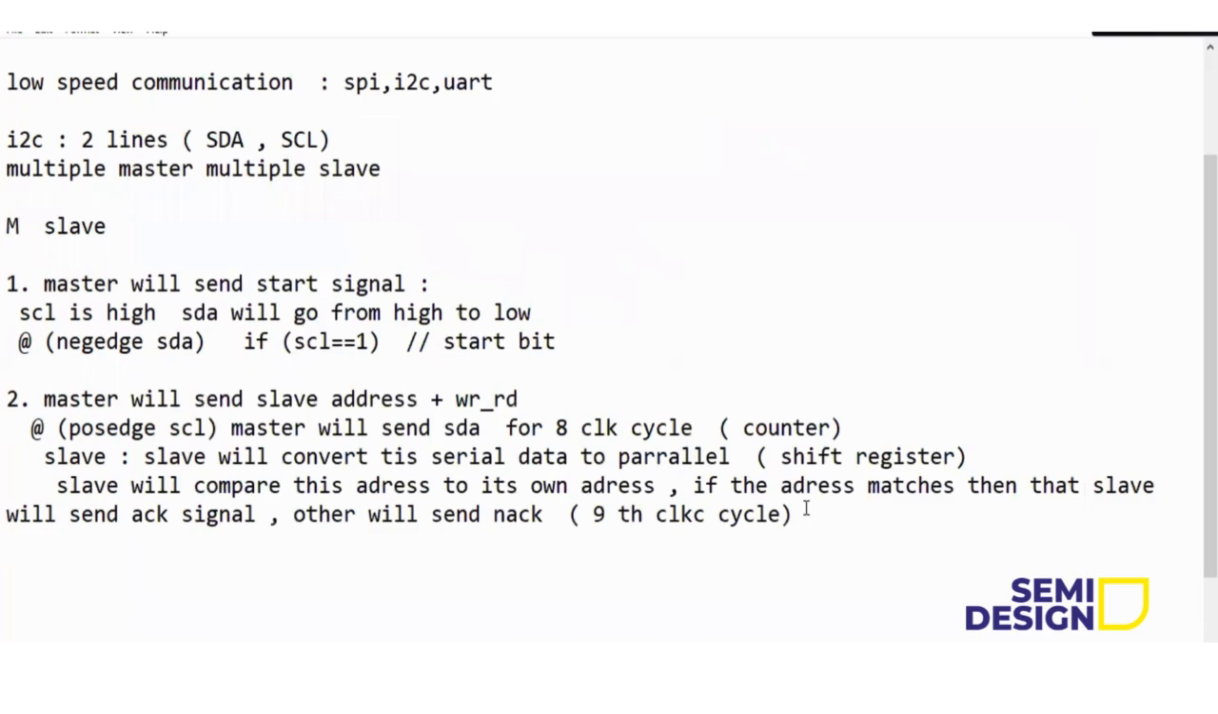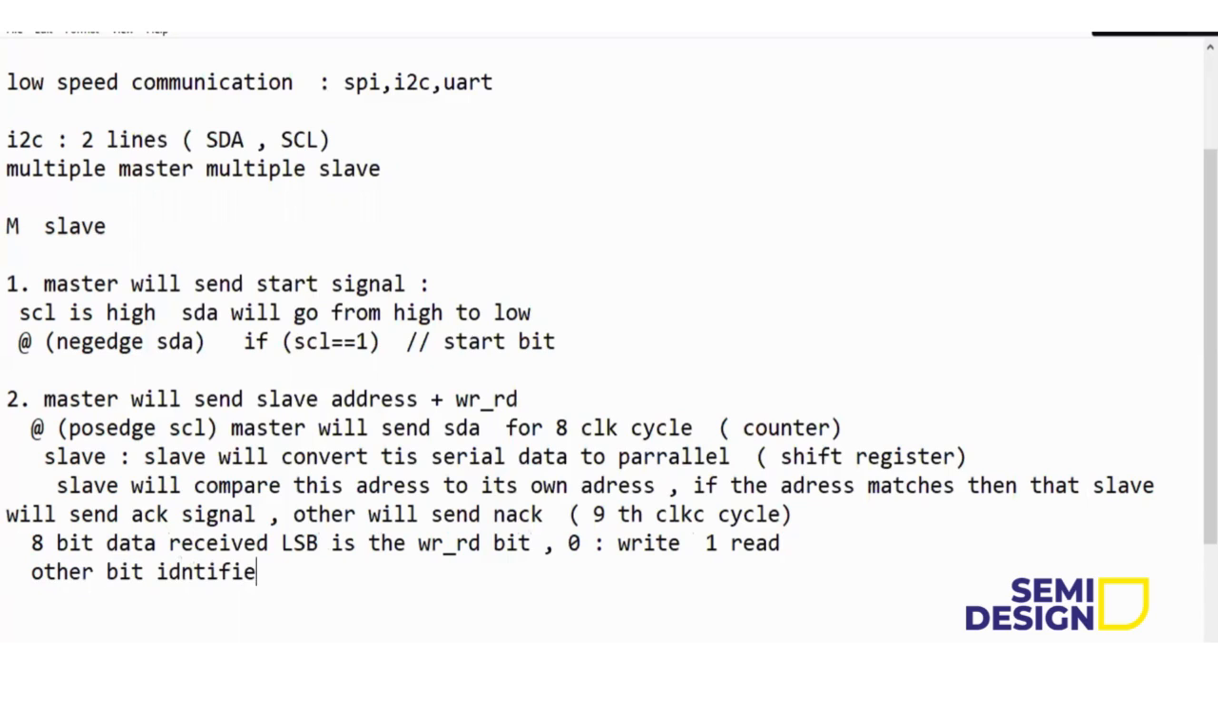Okay. So now here remember the 8-bit data received, the LSB is the write/read bit. It will say whether it is a write operation or read operation. Normally 0 means write operation, 1 means read operation. And the other bits are identified as the slave address. So that means I can have a maximum of 2 to the power 7 number of slaves.